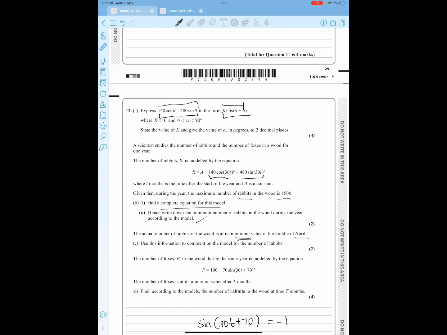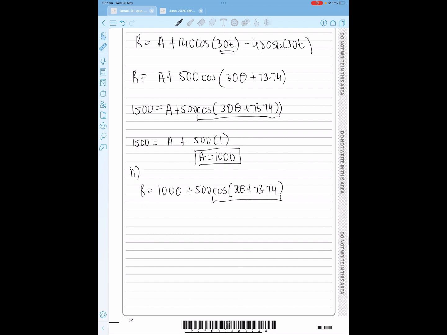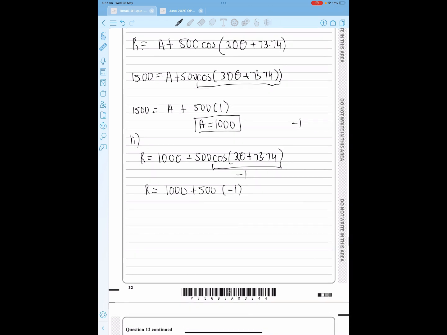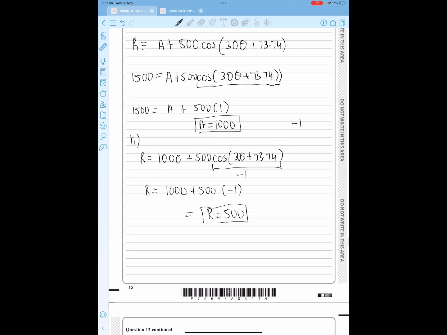And now it says, write down the minimum number of rabbits in the wood during the year according to the model. So we've got our model as R is equal to 1,000 plus 500 cos 30 theta plus 73.74. This cos will take a negative value this time. It would be -1, because that's the minimum of the cos graph. So this time R is equal to 1,000 plus 500 times -1. So R would be 500. So the minimum value is 500.